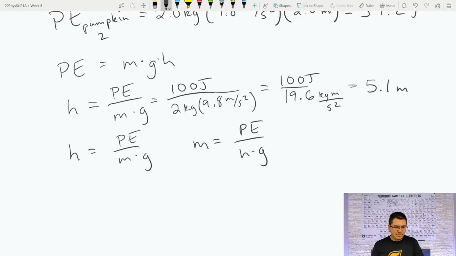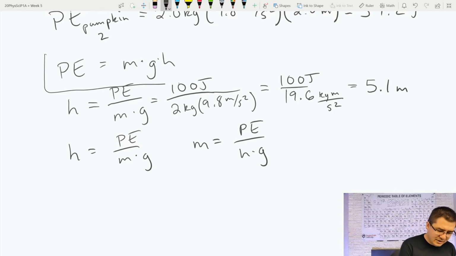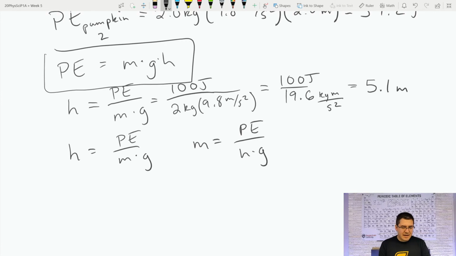Those may be some useful formulas, but really the one that we want you to use is that potential energy is the mass times gravity times height. Okay, now back to the small pumpkin.